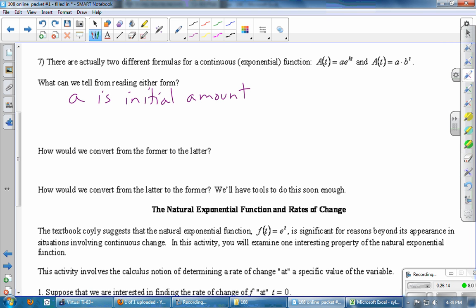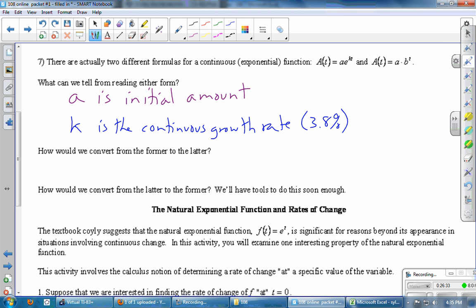The k just has a name. It is the continuous growth rate. In our last example, it was 3.8%, not 3.87, but 3.8% is the continuous growth rate. That's just the definition of continuous growth rate.